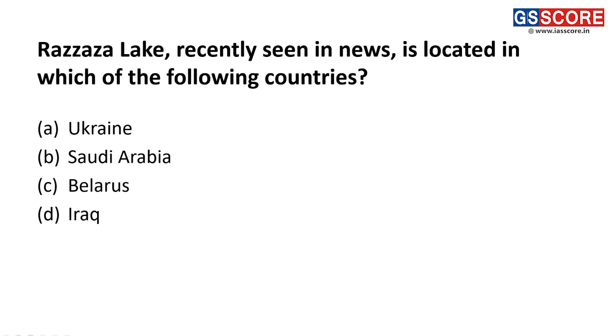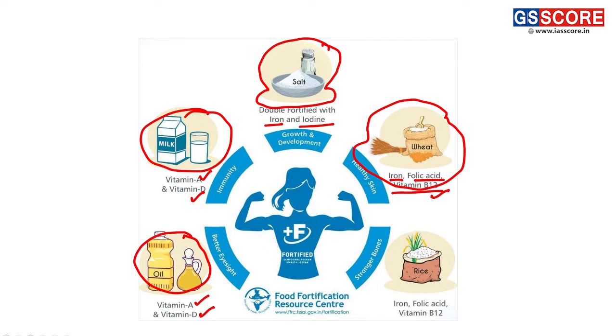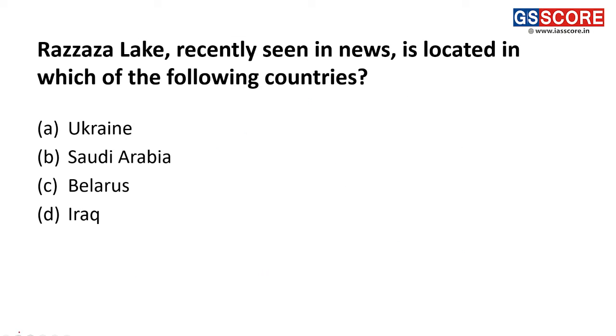You can follow this chart again and you can see rice, which is also a very important cereal and agricultural crop for India. It is also fortified with iron, folic acid and vitamin B12. This is basically done for the nutrient enrichment of food and making the population of India healthier.